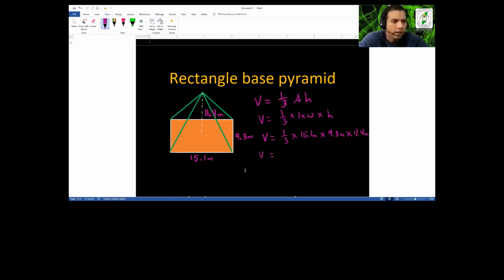Multiplying that in our calculator gives us 15.1 times 9.3 times 11.4, all divided by 3 because it is 1/3. 533.6. So we get 533.6 meters to the 3rd power. So that will be the volume for the rectangle base pyramid.